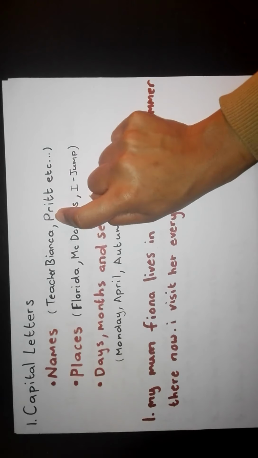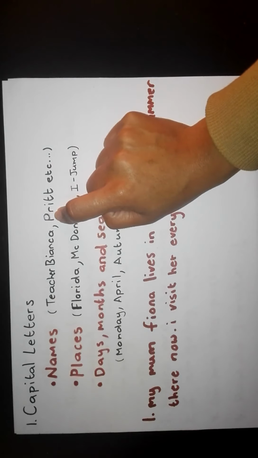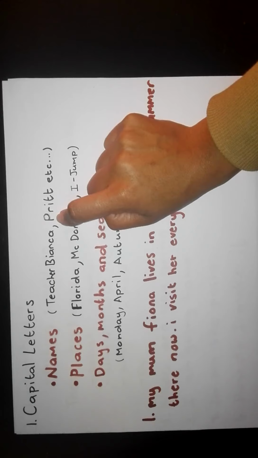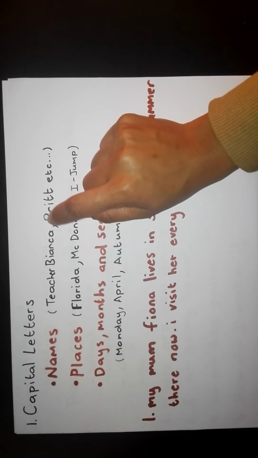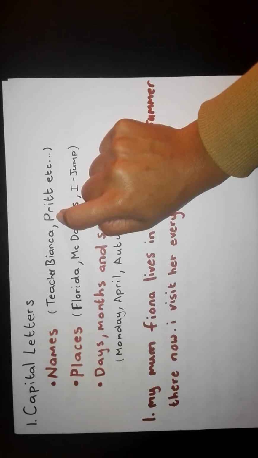So can you see there? I put it in a capital letter. So when I write it in a sentence and I say I went to buy Prit, I won't use a small letter, I'll use a capital letter because it's the name of something, okay?